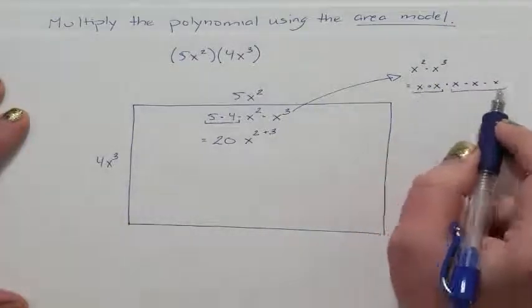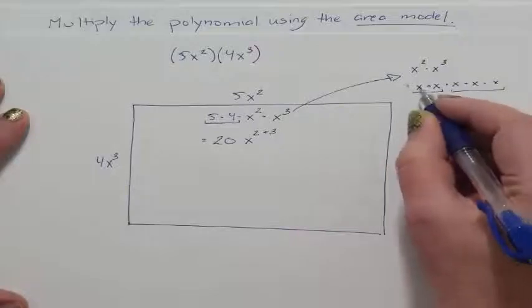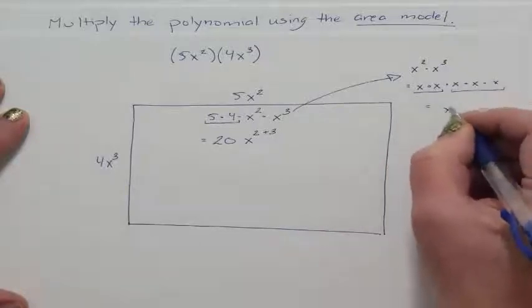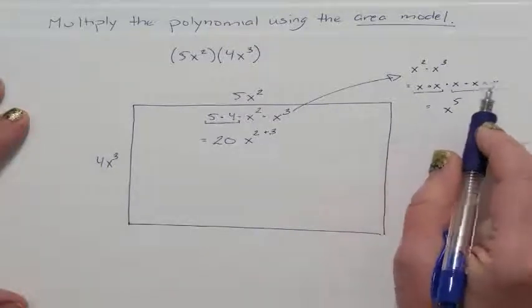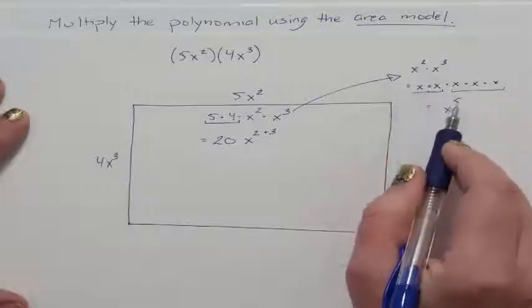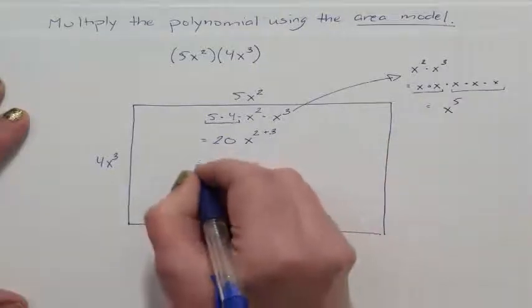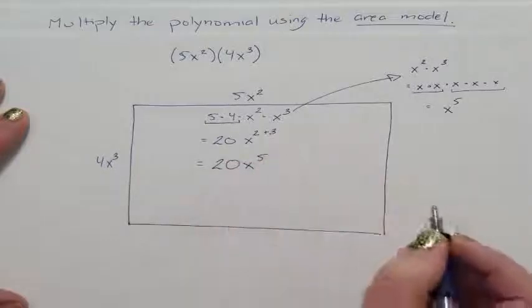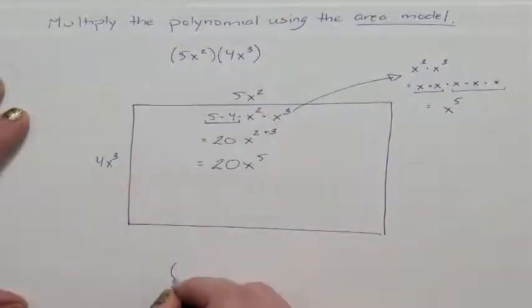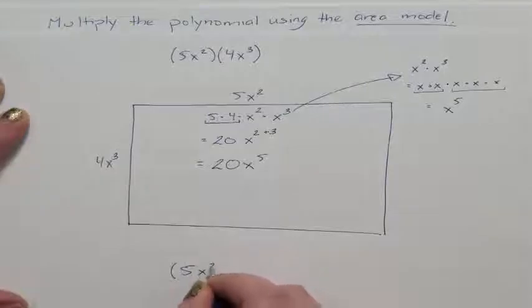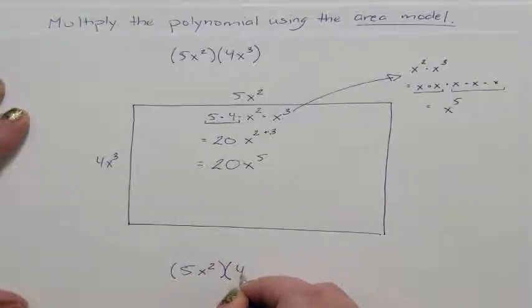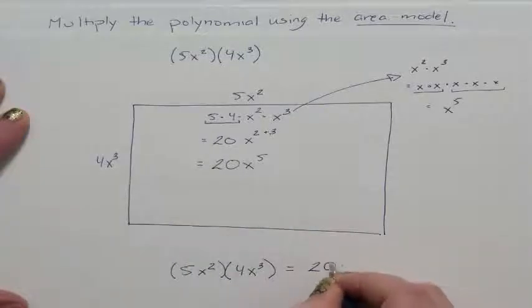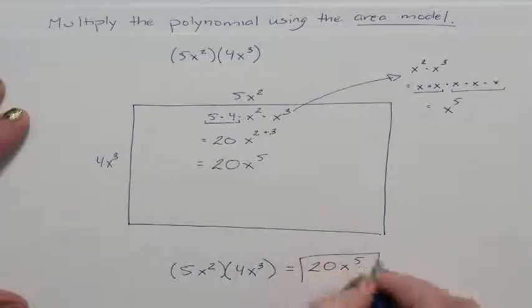Well, how many x's did we have multiplied all together? 1, 2, 3, 4, 5. I ended up having 5 x's multiplied together, which is the same thing as 2 plus 3. So we're going to add the exponents together. So the area is 20x to the fifth. So when you were multiplying this, you're telling me that the quantity of 5x squared multiplied by the quantity of 4x to the third is 20x to the fifth, and this is our final answer.